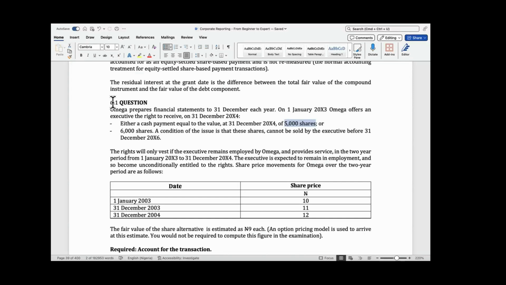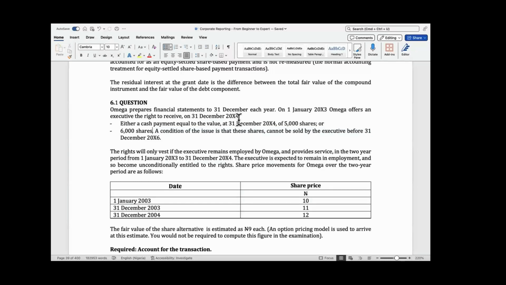Okay, so this is a typical example of what we're talking about. This company offered its employees, on these grant dates, two options. It's either they collect cash equal to the value of 5,000 shares, you see that this one is cash settled, or it's going to give them 6,000 shares at that vesting date. This one is equity settled.